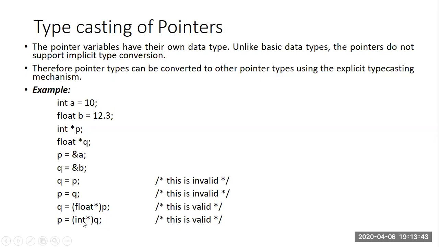Similarly, in the very next line, this q pointer is now typecasted to an integer pointer, and now this can be assigned to p. So what can we conclude? We can conclude that the auto typecasting mechanism is not supported for pointer variables. So we need to explicitly typecast a pointer variable to store it in different types of pointers.